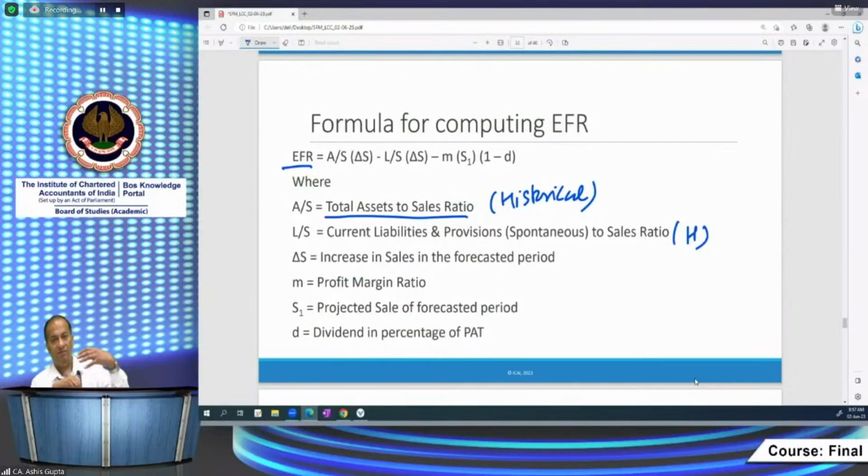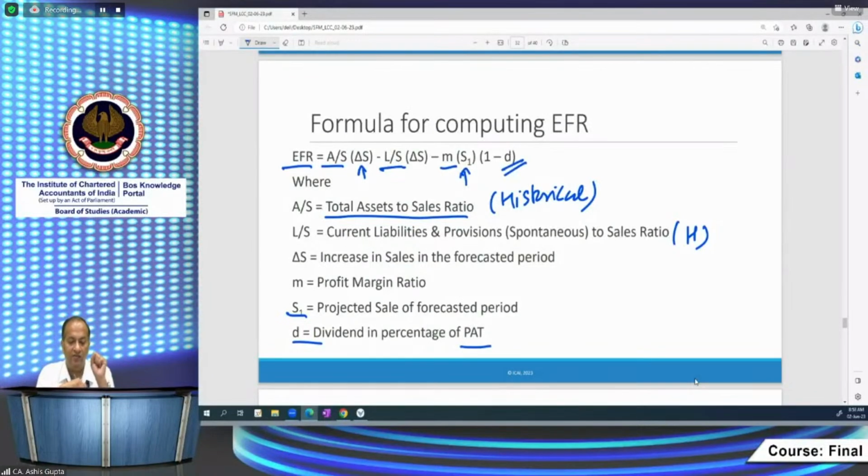Because we estimate that in the coming year our sales will increase by this much, how much external funding will be required by us can also be computed by this. So just note down this formula, because in a few minutes I will discuss with you the solution of two assignment questions, and this formula will also be covered. Here this is assets over sales, this is the change in sales, this is liability, and this is the profit margin ratio. S1 is our projected sales, the next year's sales, and this is the dividend payout percentage. Students, if we use this formula, we can directly compute the external funding requirement.